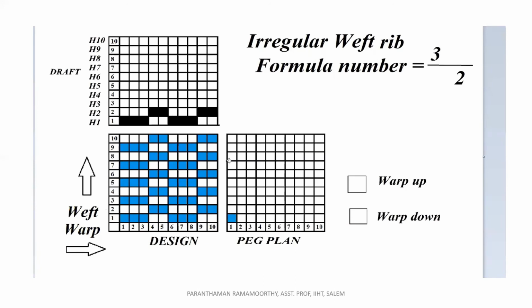So the first heald frame lifted up in the first pick. The second heald frame lifted up in the second pick. So odd number of picks, the heald frame one is lifted up, and even number of picks, the heald frame two is lifted up. The blue color solid mark indicates warp up and blank color shows the warp down.